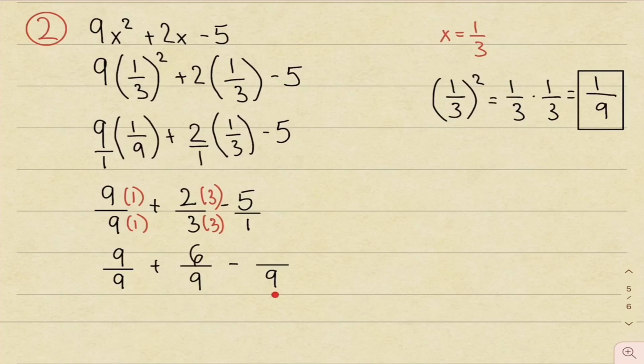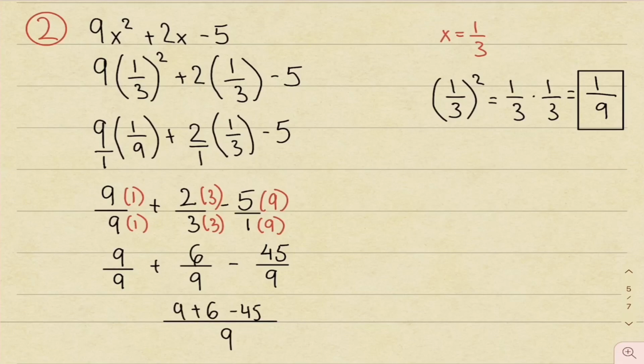To make this 1 into 9, I have to multiply by 9. And if I multiply on the bottom, I have to multiply on top as well. So I have 1 times 9 is 9, and 5 times 9 is 45. So now that I have the same denominators, I just keep that denominator, which is 9, and then add the top. So on top, I have 9 plus 6 minus 45. So now I have 9 plus 6, which is 15, minus 45 is negative 30. So I have negative 30 over 9.